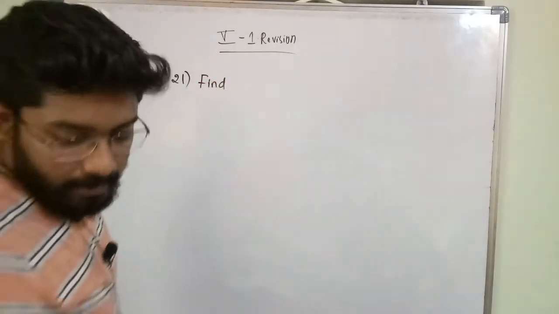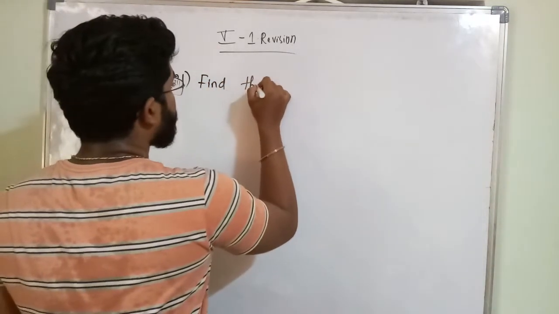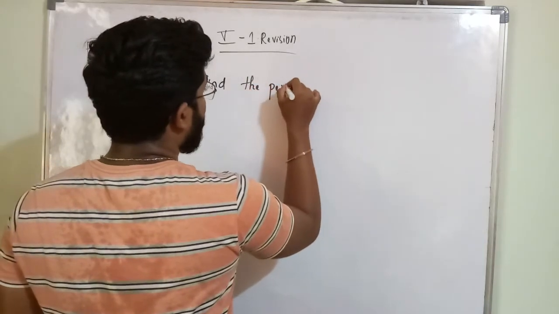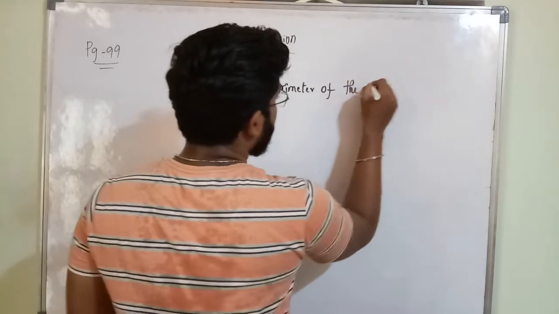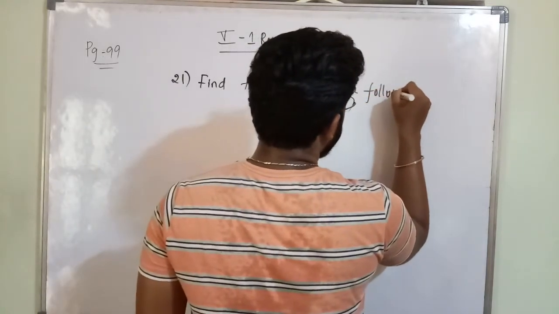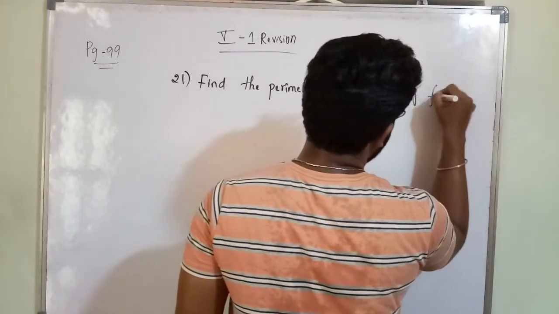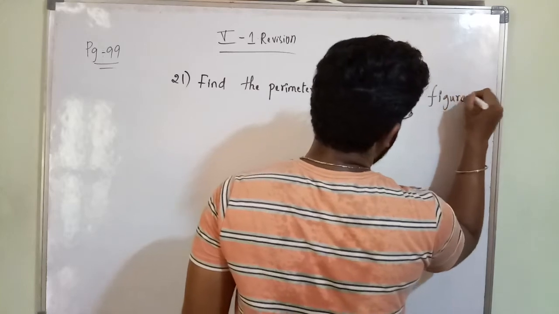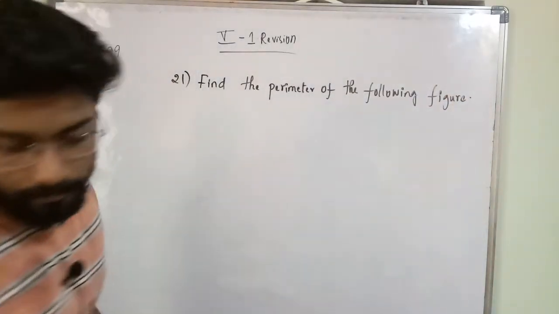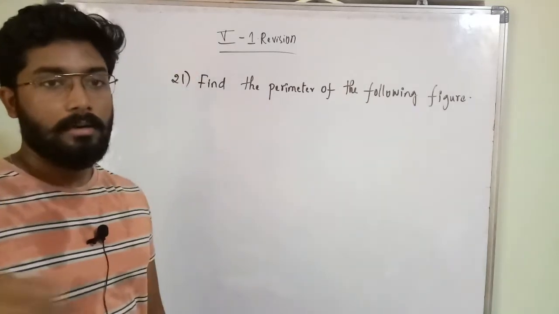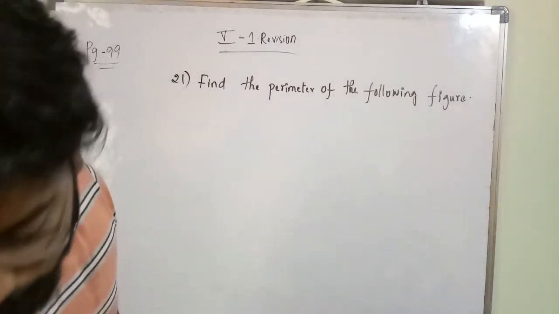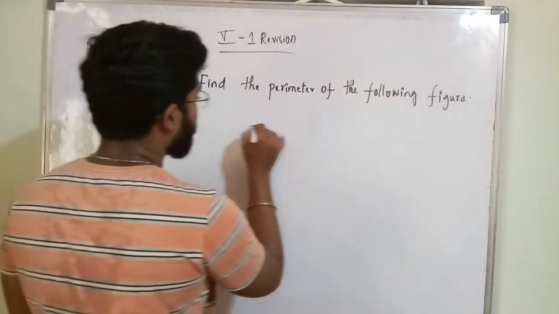Find the perimeter of the following figure. You have to find the perimeter. Perimeter means border, the outer. So I will explain this. Perimeter means what.